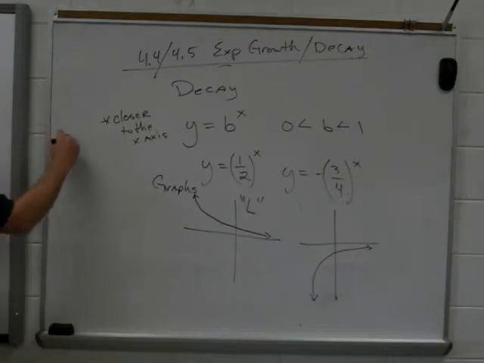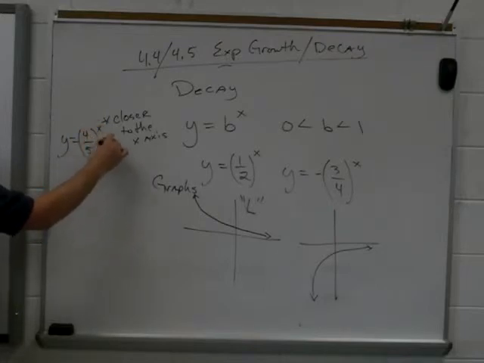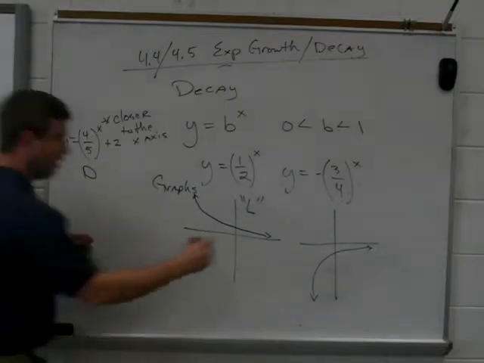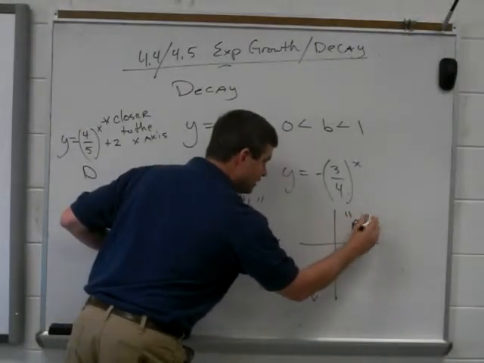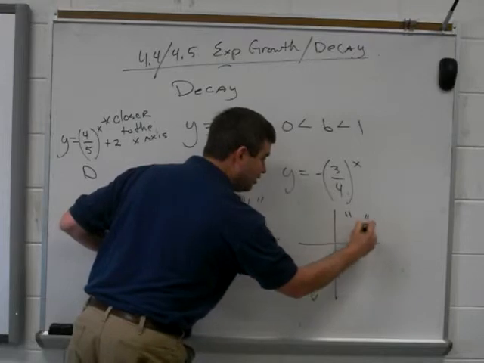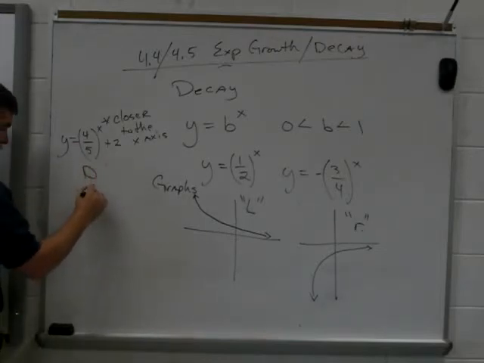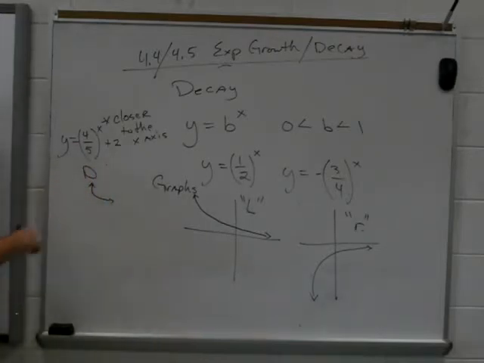Let's graph them. Y equals 4 over 5 raised to the x plus 2. First question, growth or decay? Decay. It's decay because 4/5 is less than 1 but greater than 0. Is it going to look like an L or an R? It looks like an L because that's positive. It looks like this. Okay, so you're on the right track.